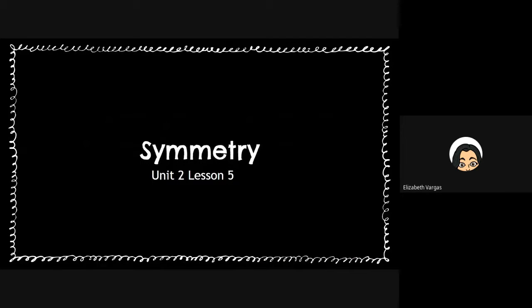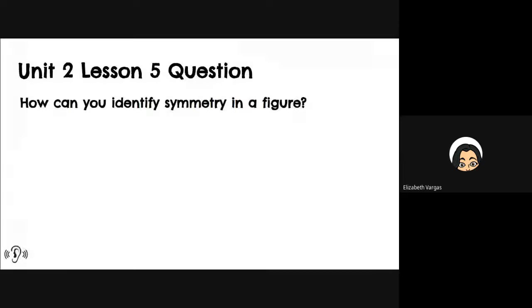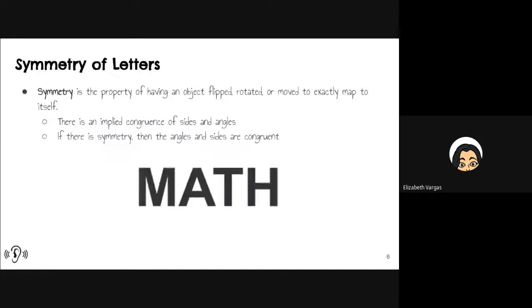So today is our last lesson in Unit 2, and it is symmetry. At the end of this lesson, we should be able to answer this question: how can you identify symmetry in a figure? So what is symmetry? We may have learned about symmetry sometime in middle school or elementary school. Symmetry is basically the property of having an object flipped or rotated or moved to exactly map to itself. There's an implied congruence of sides and angles, which means if there is symmetry, then the angles and sides are congruent. So symmetry looks something like this.